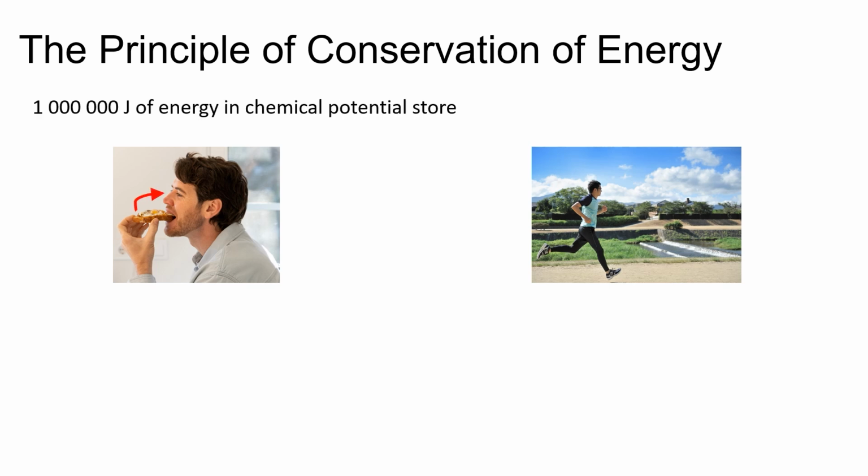For example, if we have 1 million joules of energy in the chemical potential store in the food that we eat, a maximum of 1 million joules can be transferred to energy in the kinetic store when we run. The total energy in both stores must remain constant before and after the transfer.